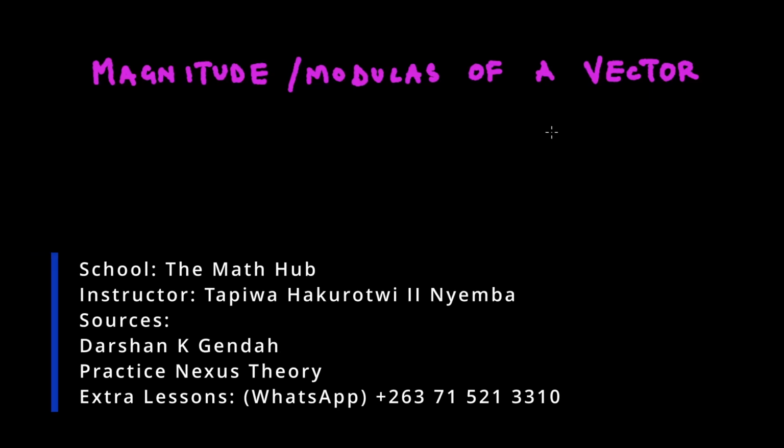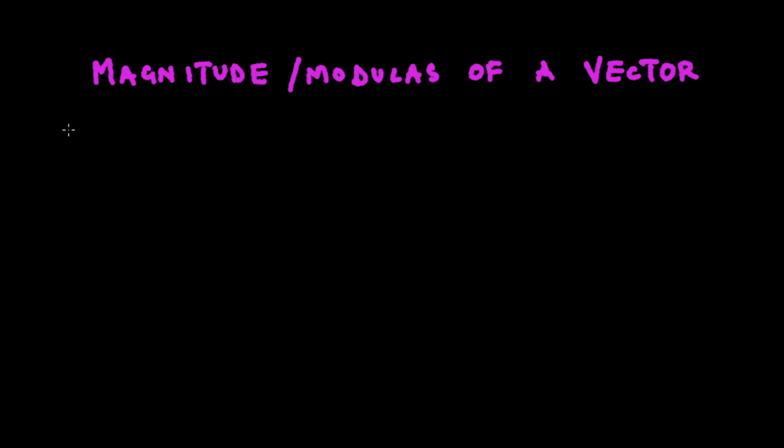Good day, good people. In today's class, tikuda kuita the magnitude or modulus of a vector. So let us kick off by defining terms. What do we mean kana tichiti magnitude of a vector?